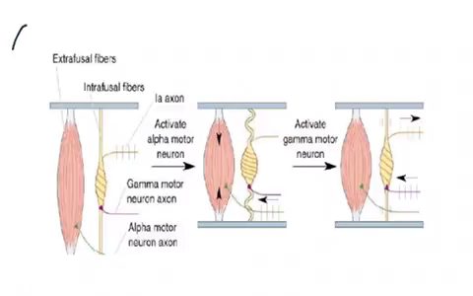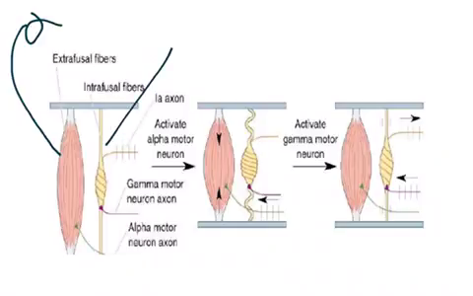As I said, alpha motor neurons come back to the extrafusal fibers, but gamma motor neurons come back to the intrafusal fibers. And what the gamma fibers are responsible for is contraction of the intrafusal fibers. And they keep the intrafusal fiber taut as the muscle shortens. Okay? So as the muscle shortens, this intrafusal fiber needs to stay taut to keep the muscle contracting.